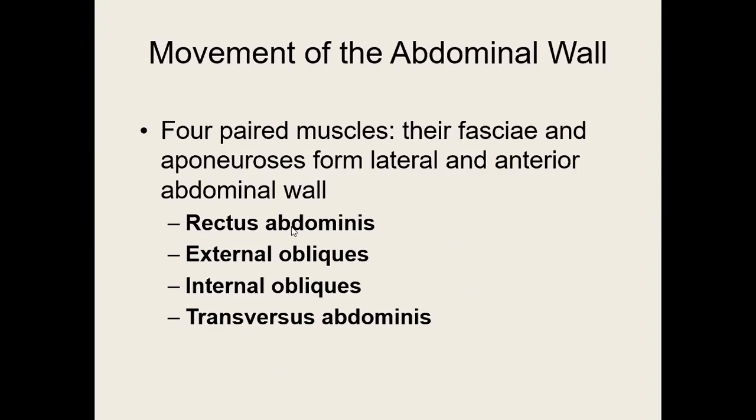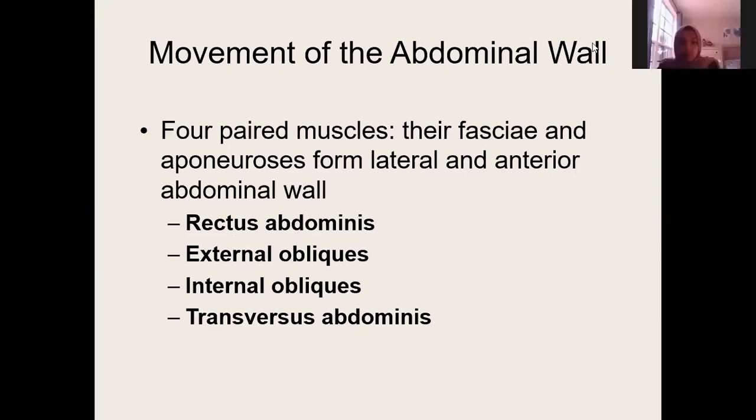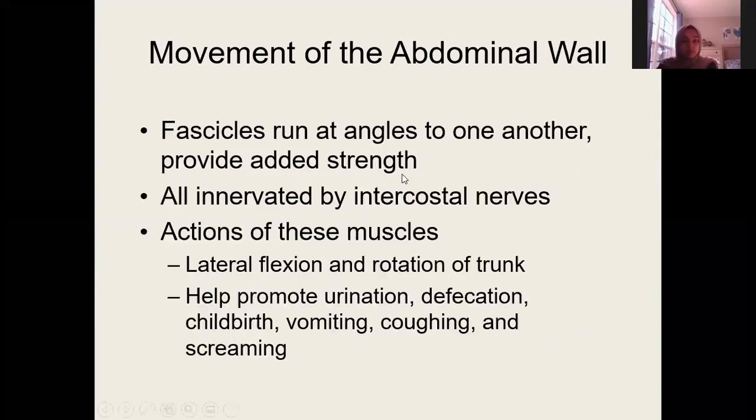Rectus abdominis is where you form your 6-pack. Your external and internal obliques are what allow you to twist, like you're doing the twist. Let's do the twist. And I'm sure the transverse abdominis says something very important. I should know it. Fascicles run at angles to one another to provide strength. They're all innervated by intercostal nerves. It allows for lateral flexion.